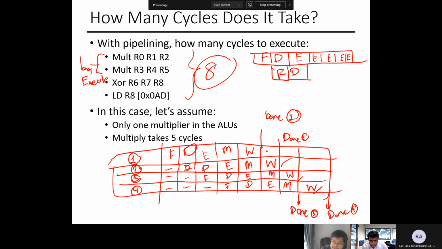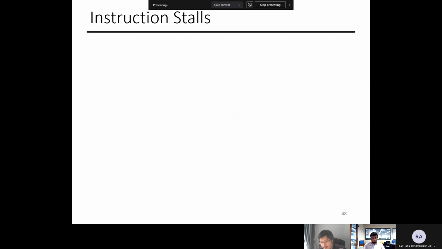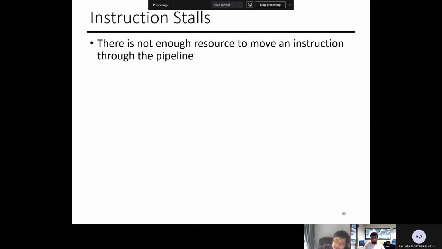If you are not pipelining the multiplier, you have to wait until the multiplier is free, right? So you can't do anything here. And you execute right here. I can fetch here because the fetch unit is empty. Can I decode for instruction 3? I cannot because instruction 2 is still in the decode stage. So I cannot even execute. Over here, I cannot fetch because instruction 3 occupies the fetch stage, right? So this is called instruction stall because there's not enough resource to move the instruction through the pipeline.